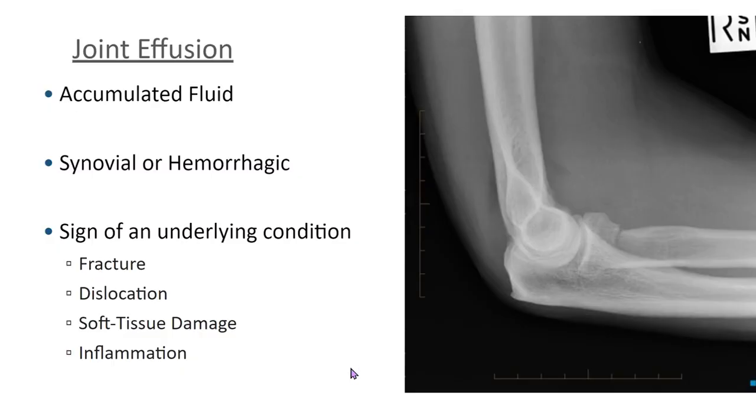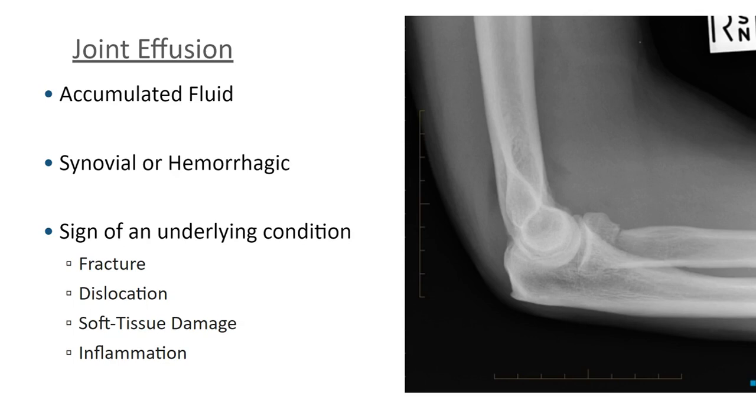Okay, new term for us, joint effusion. So a joint effusion is an accumulation of fluid in the joint cavity. And the fluid could be synovial, so excess synovial fluid, or it could be hemorrhagic in nature, so a bloody type fluid. A joint effusion is a sign of an underlying condition, such as a fracture that's not obvious on X-ray, a dislocation, soft tissue injury, or even inflammation.